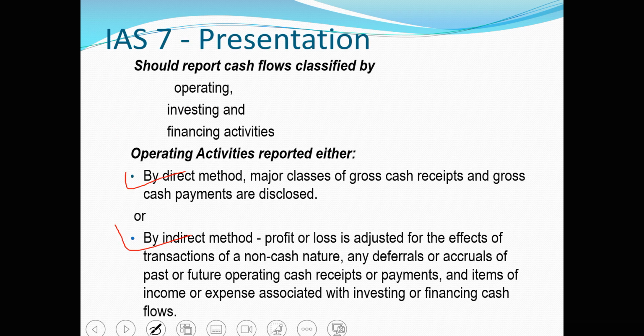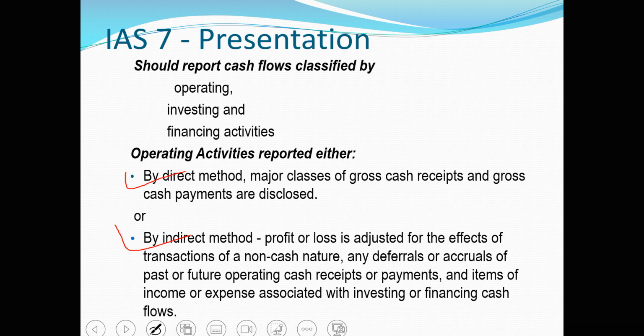And a lot of the time, entities like to present in the indirect method where they take the profit and adjust it for non-cash items, deferrals and accruals of past or future operating cash receipts or payments, and items of income or expenses associated with investing or financing inflows. So that's the indirect method, and that's what we often use, and that's what we are going to use.